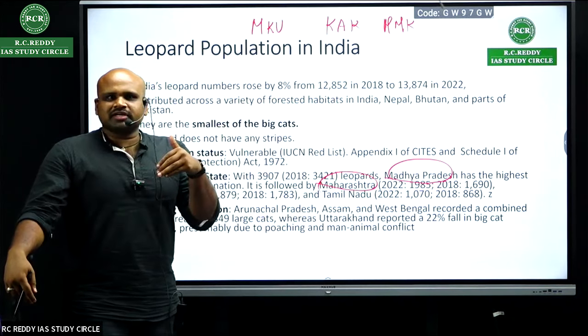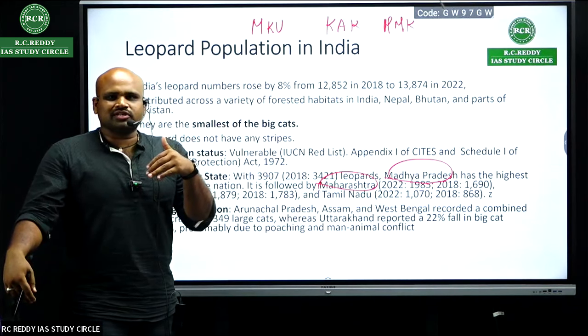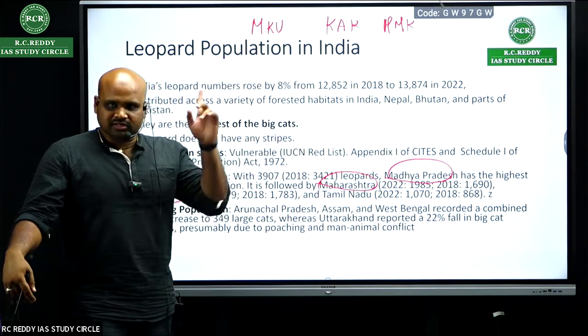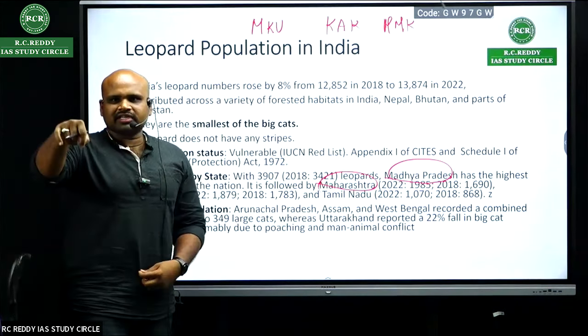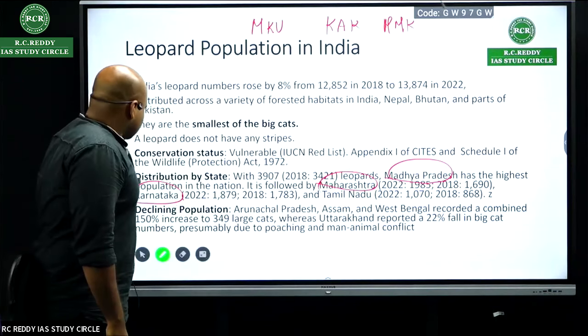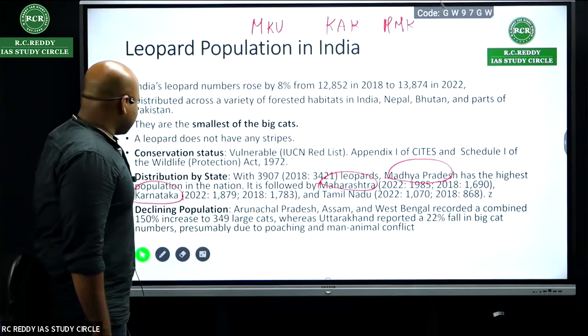And in the last statement, it said the highest population of elephants is in Assam or Kerala, something they have given. Where is the highest population of elephants present? Karnataka. If you were able to eliminate that statement, you were able to arrive at the answer. Right? Okay, good. Now, what is the status of leopard?